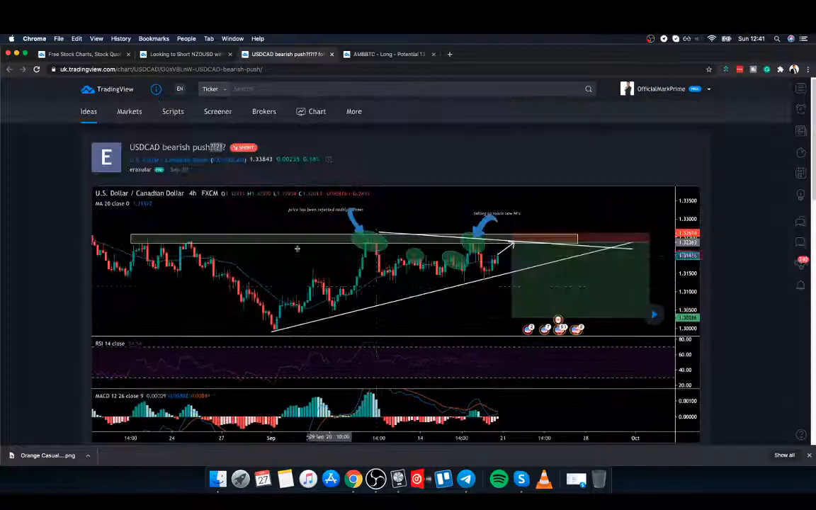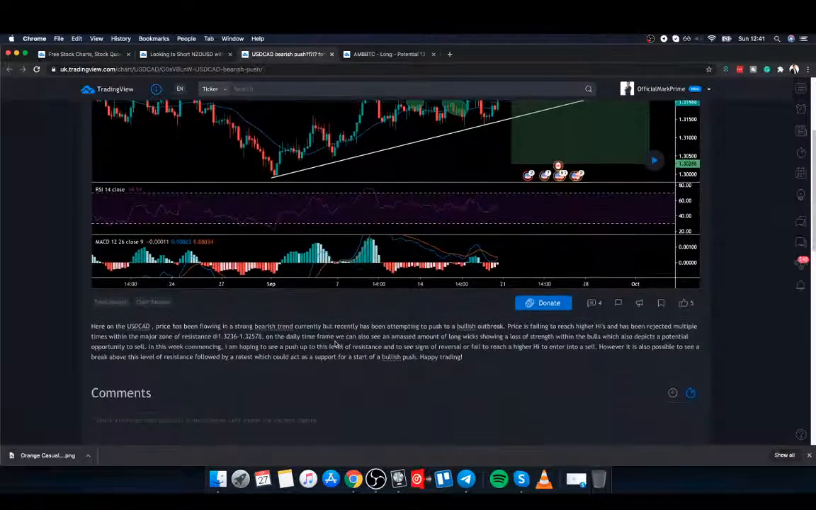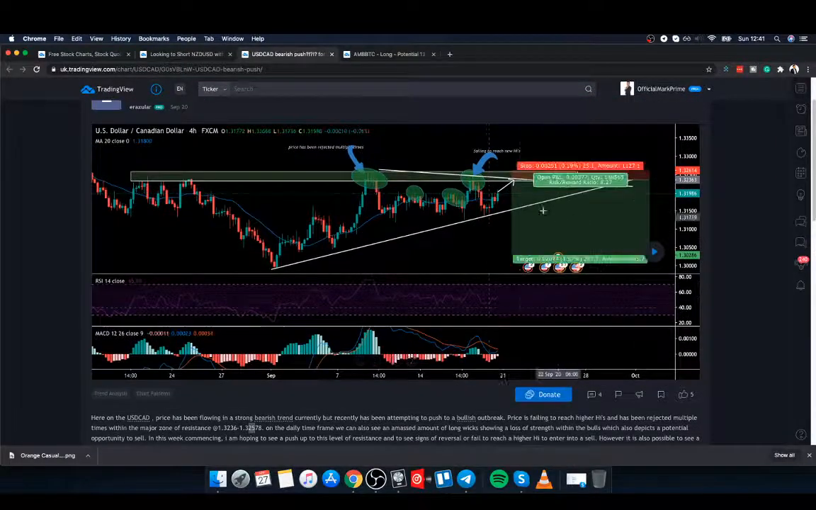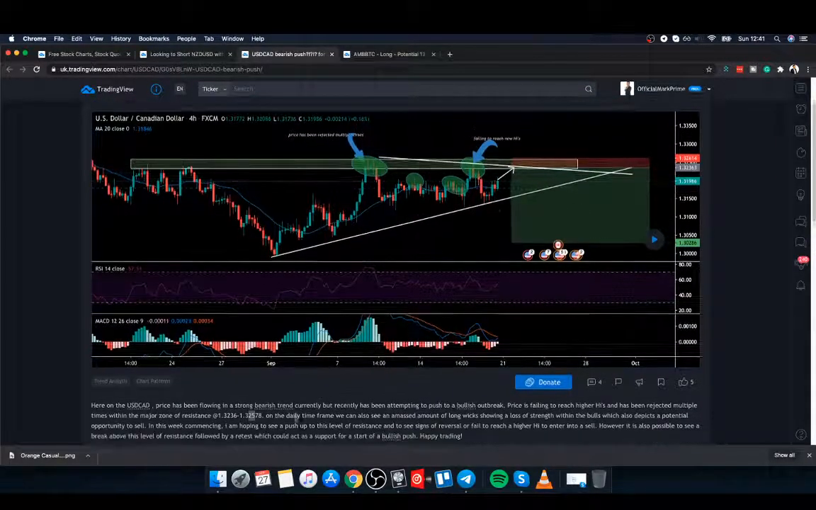But probably he is speaking about the whole picture before this. Currently, but recently has been attempting to push in a bullish breakout. Okay, yeah, so it makes sense now. Price is failing to reach higher highs and has been rejected multiple times within the measured zone of resistance. So you see here the major resistance.